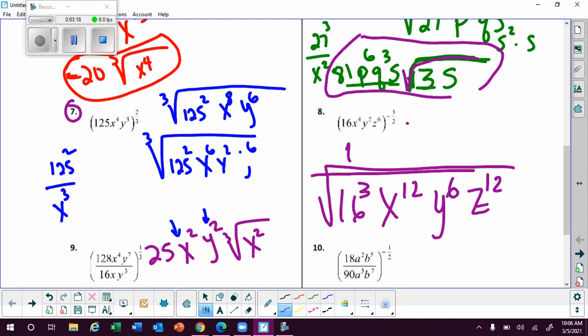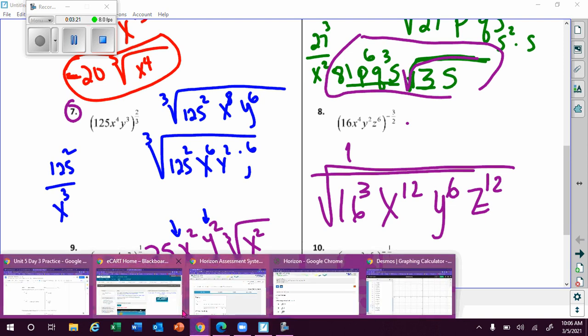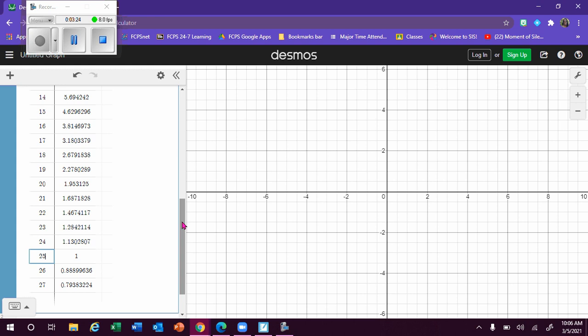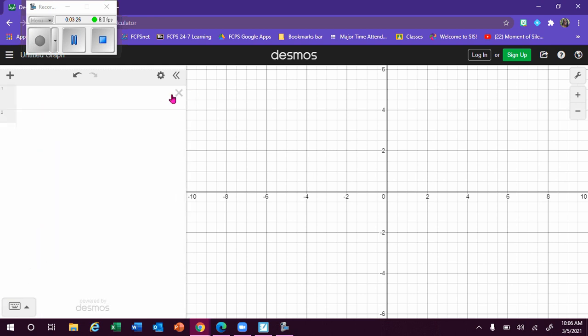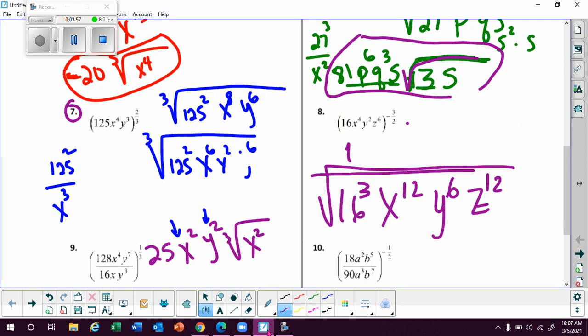And now I'm going to use my Desmos to find what 16 cubed is. I mean, you can tell because 16 is a perfect square, so the square root of 16 is 4, and 4 cubed is what the answer is going to be. But let's say you didn't know that, right? So go ahead and type 16 cubed divided by x squared, because my problem is 16 cubed in a square root.